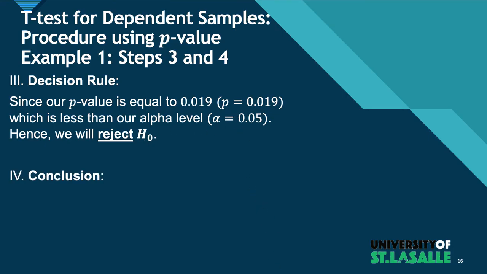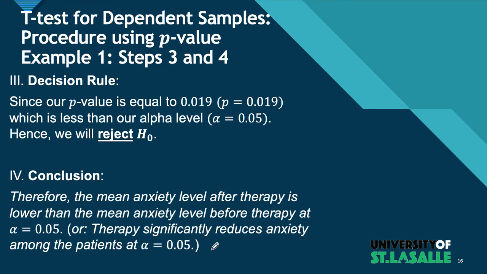If that's the case, we can conclude now. We go back to our hypothesis, and since we reject the null hypothesis, we follow the alternative one. Therefore, the mean anxiety level after the therapy is lower than the mean anxiety level before the therapy at the 0.05 level of significance. That is, the therapy significantly reduces anxiety among the patients at alpha 0.05. So that's the essence of it.